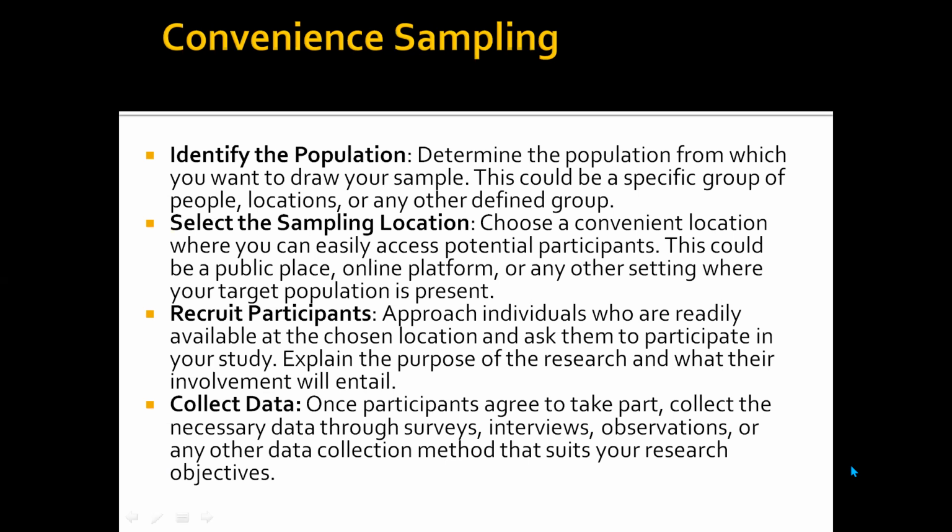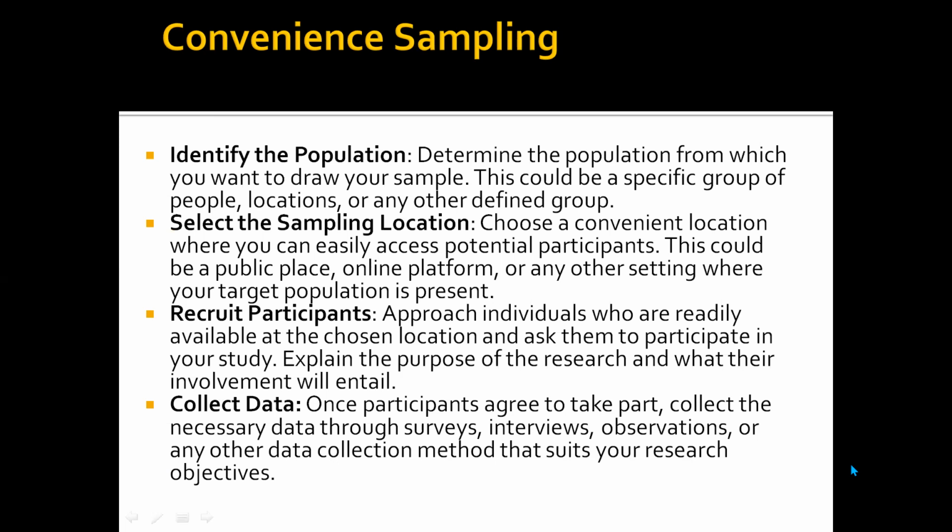So the steps involved are: identify the population. Determine the population from which you want to draw your sample. This could be a specific group of people or a particular location or any other defined group. Then select the sampling location. Choose a convenient location where you can easily access potential participants. This could be a public place, online platform, or any other setting where your target population is present.